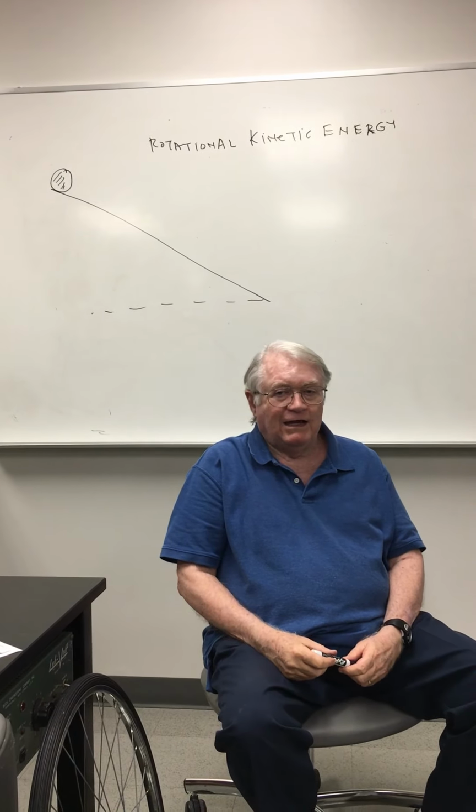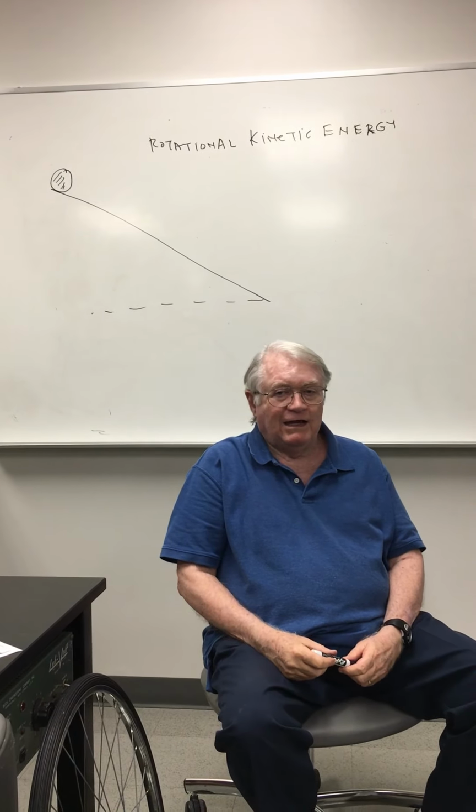So what we actually have, let's go back and remember our old friend. Our old friend, for now we're going to give it a name, it's called translational kinetic energy. This is in chapter 6. It was 1/2 mv squared. And that was straight line motion.